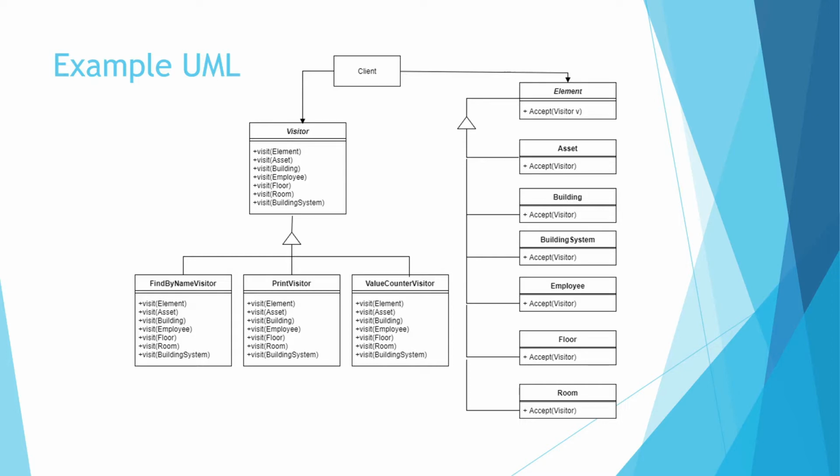Right now we're going to have a find by name visitor, which we can pass a name in. It's our search visitor. It'll travel through, check the name of each element, and return a list of all elements matching that. A print visitor, which will just give us a simple pretty print of everything in the system, and then a value counter visitor. Every single asset, employee, or building system has a price value, so we can use this to traverse the tree and see how expensive things are.